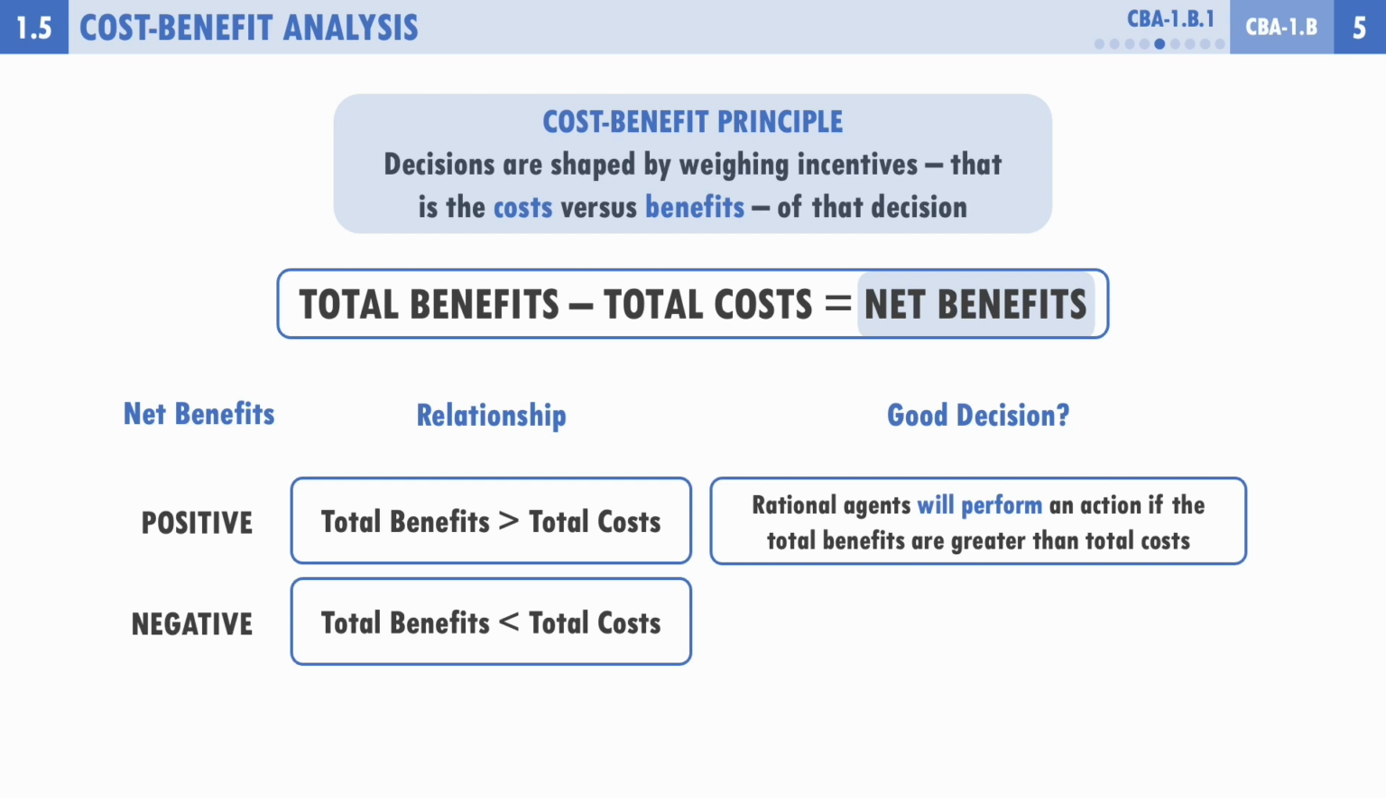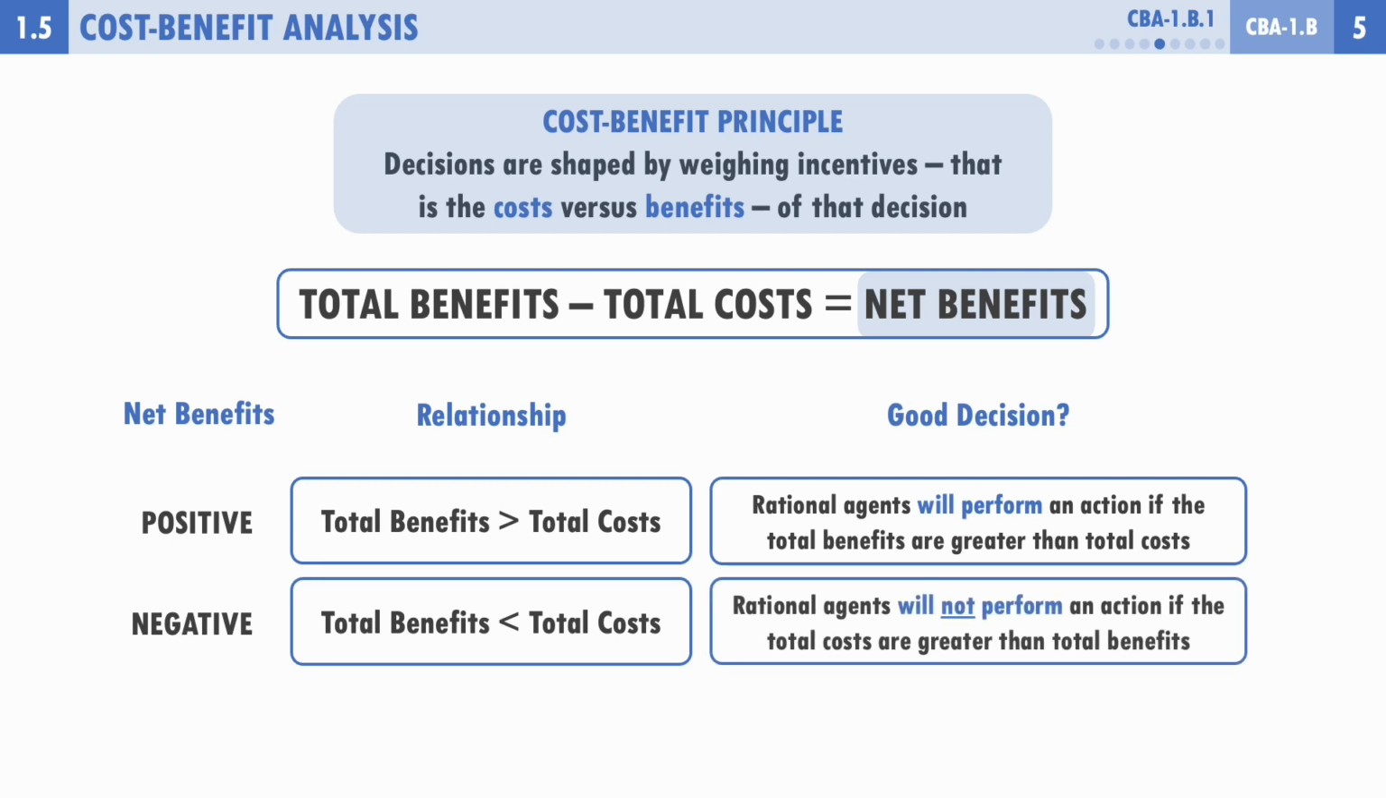Now, if we were to look at a situation or a decision where we weigh the costs versus the benefits and we see that the benefits are less than the costs, well, rational agents aren't going to perform that action. We will not perform that because, once again, the cost of doing it is going to outweigh the benefits of doing it, and therefore we're at a net loss there.